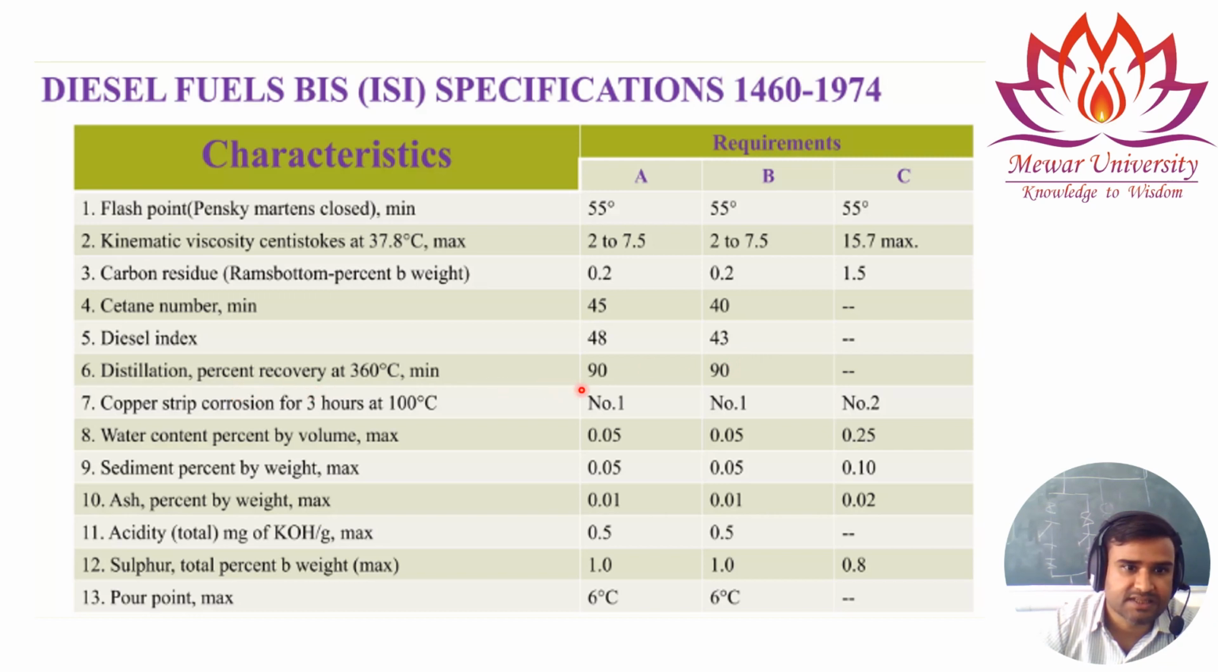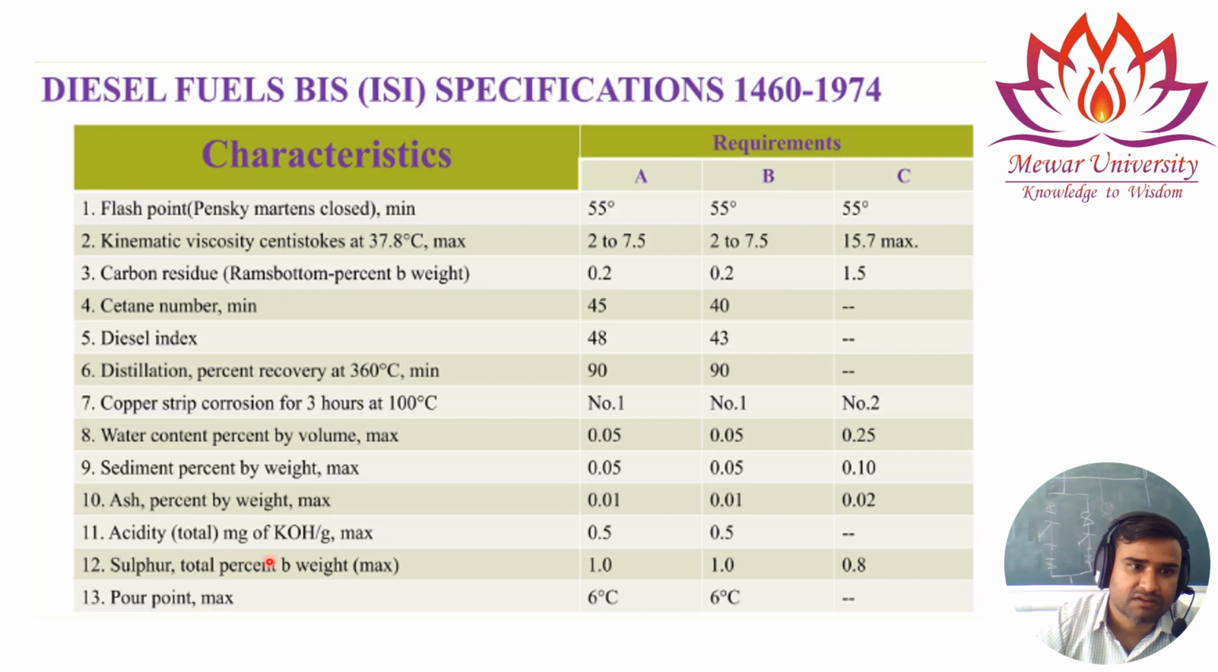Distillation percentage we have 90, 90. Then copper strip corrosion 1, 1 and 2. Then water content percent by volume 0.05, 0.05. Sediment percent by weight maximum 0.05, 0.05, 0.1 in class C. Then we have ash percent by weight maximum 0.01 in class A, and in class C we have 0.02.